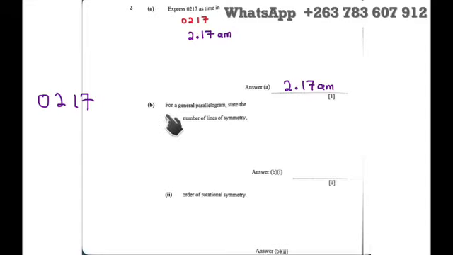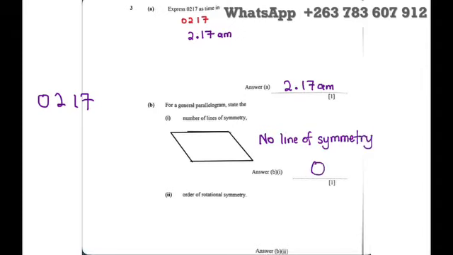Right. For a general parallelogram, state the number of lines of symmetry. Lines of symmetry are lines which divide our shape into two parts that look exactly the same. But for a parallelogram, let me draw it. We don't have that one. So there are no lines of symmetry. We cannot draw a line that divides our shape into two equal parts that are identical. So it's 0.